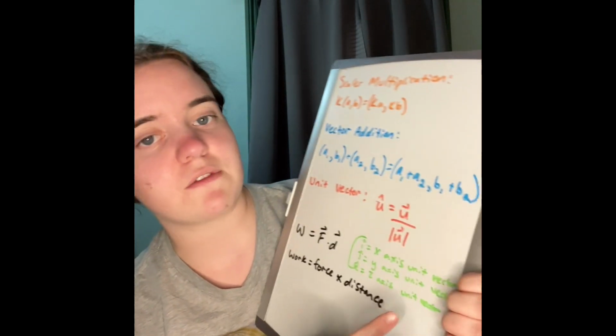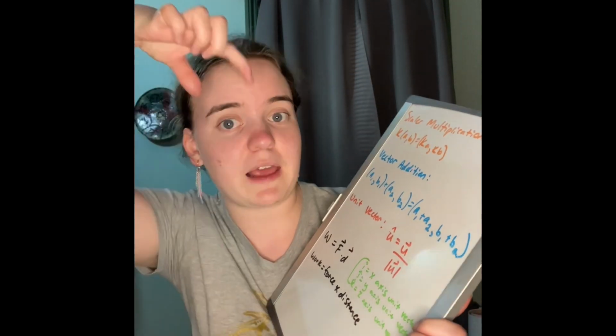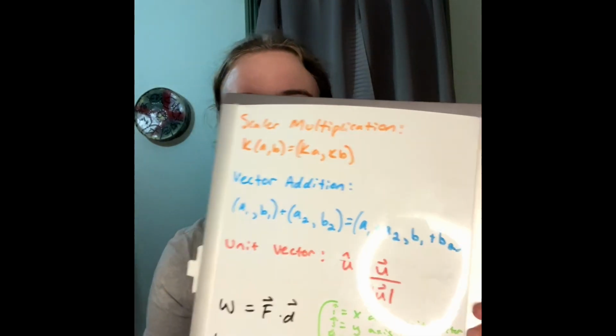And then you can find work using force times distance, so kind of slip in some physics in there. And then this is just kind of a note to go with the unit vectors. i with the little hat will be the x-axis unit vector, j with the little hat is the y-axis unit vector, and k with the little hat is the z-axis unit vector. And I'm about to jump into more of the x, y, z.